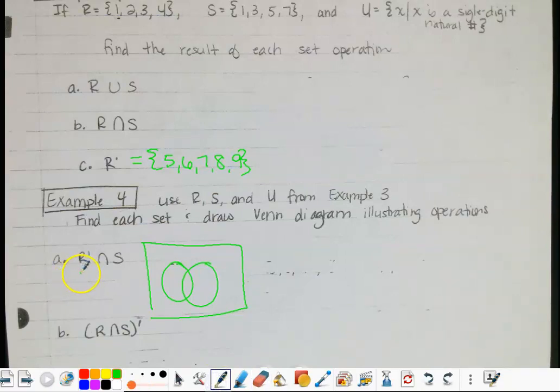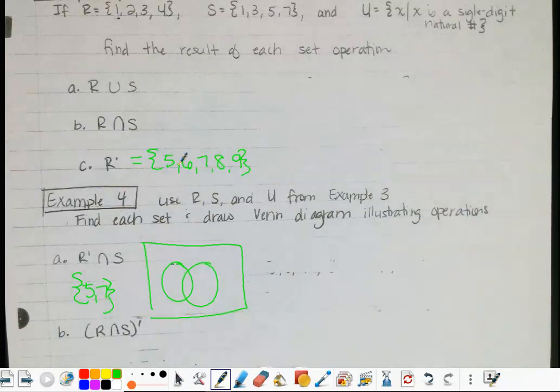Okay, so you're saying the set for the intersection is 5 and 7. Okay, because our complement was right here, 5, 6, 7, 8, and 9. And S is 1, 3, 5, 7. The intersection is what they have in common, so they both have a 5 and a 7.